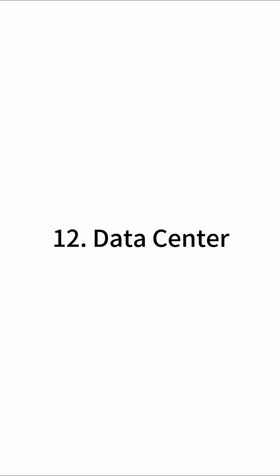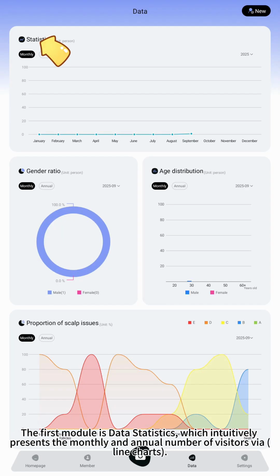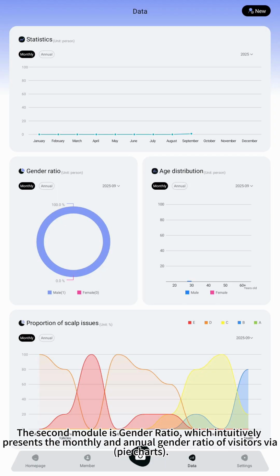12. A data center. Click the 4th icon from the left to enter the data center page. The first module is Data Statistics, which intuitively presents the monthly and annual number of visitors via line charts. The second module is Gender Ratio, which intuitively presents the monthly and annual gender ratio of visitors via pie charts.